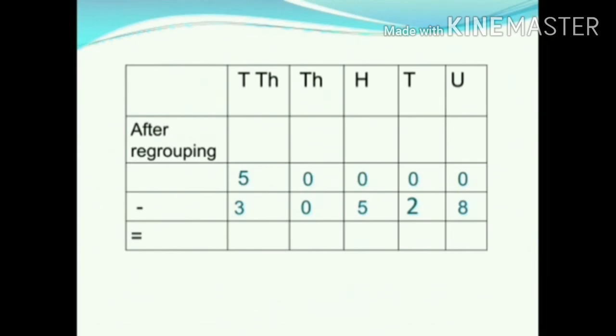But hundreds place has 0 in it. So we will borrow from thousands place. But thousands place has 0 in it. So we will borrow from 10,000s place. In 10,000s place we have 5. So we will borrow 1 10,000 from the 10,000 place to 1,000 place. 1 10,000 equals to 10 thousands. Thousands place can be written as 10,000 plus 0,000 equal to 10,000. After borrowing 1 10,000 to 1,000 place, 10,000 place is left with 4 10,000s.